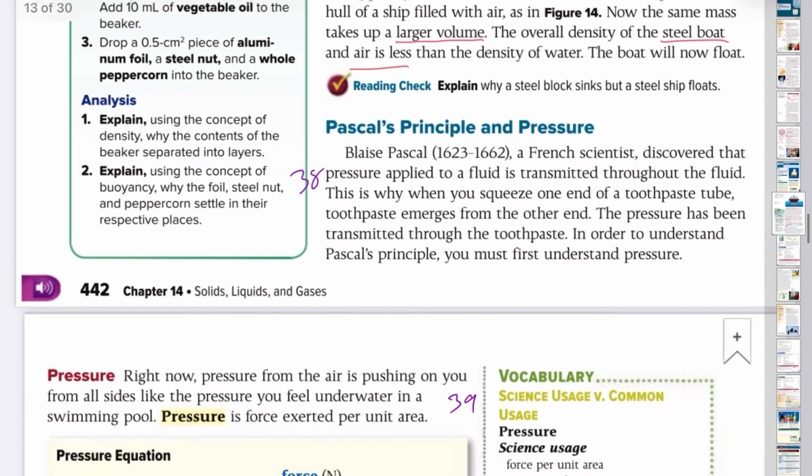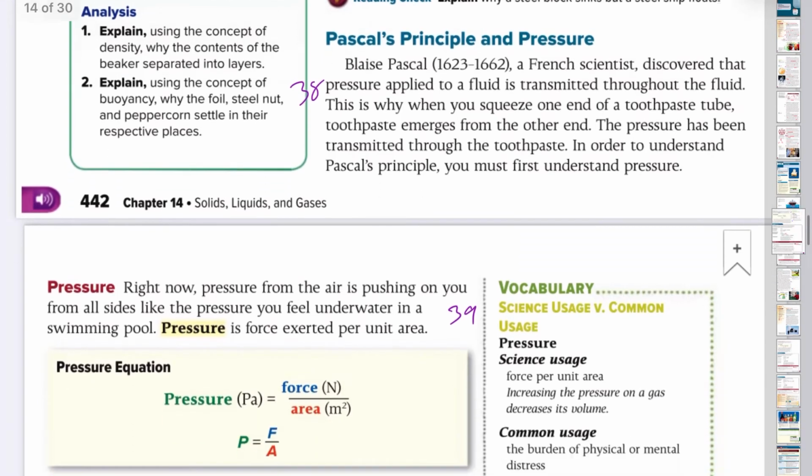Now, Pascal's principle and pressure. Blaise Pascal, 1623 to 1662, was a French scientist, and he discovered that pressure applied to a fluid is transmitted throughout the fluid. This is why when you squeeze one end of a tube of toothpaste, toothpaste emerges from the other end. The pressure has been transmitted through the toothpaste. In order to understand Pascal's principle, you must first understand pressure.